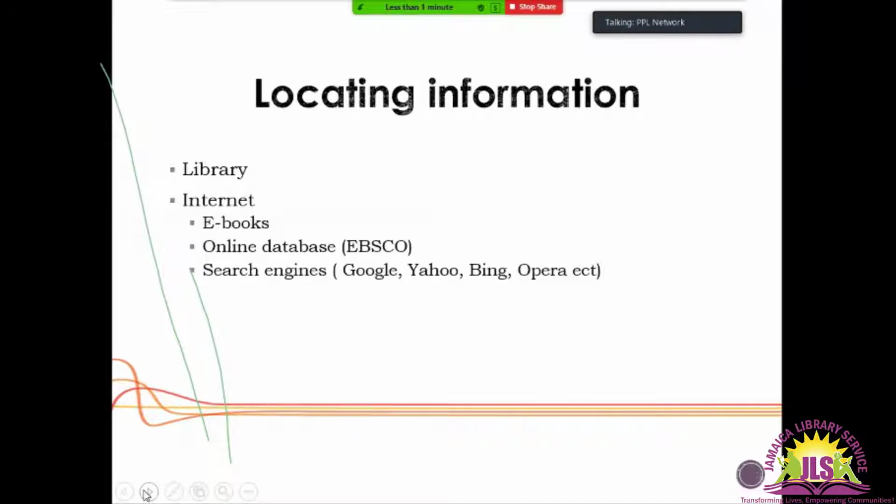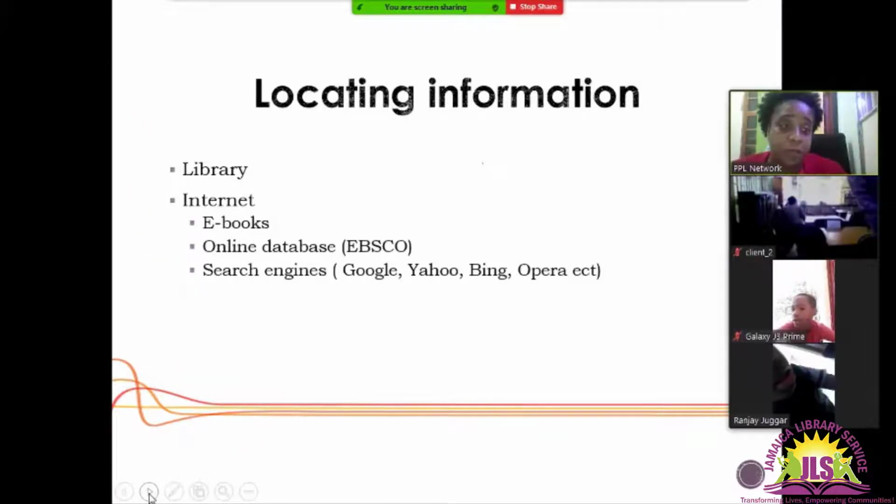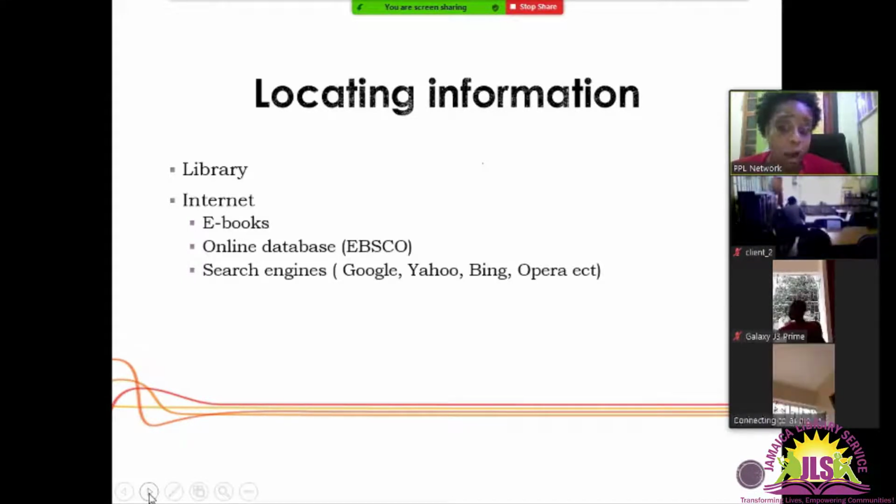Our database, EBSCOhost, is accessible from home. The Jamaica Library Service has been zero rated for data, so you don't need data to access our website. So if you get homework and you need assistance, just log on to the website, and there is a button there that you can click on to ask a librarian to help you. You can also get access to the online database, which is EBSCO, and that is also free.